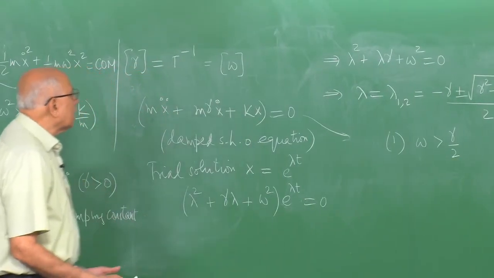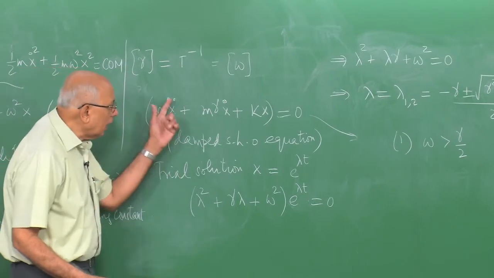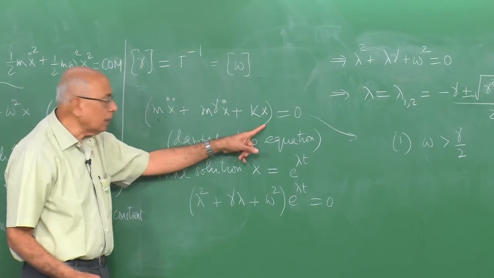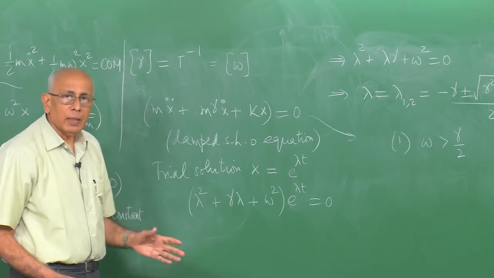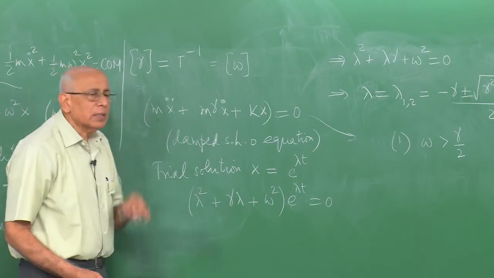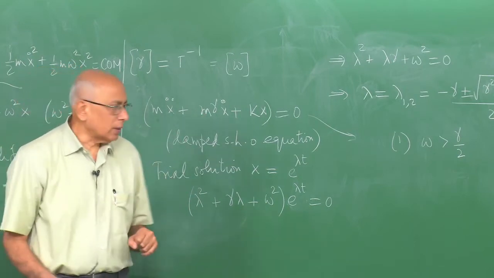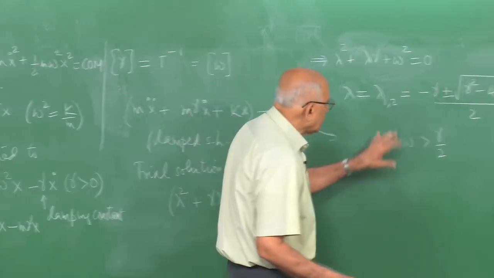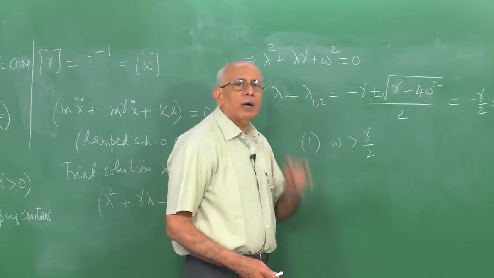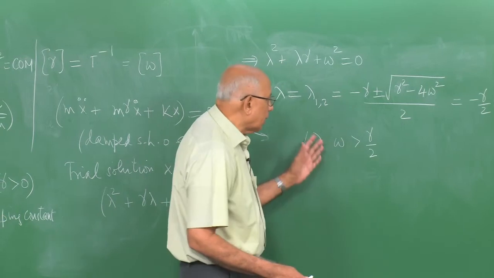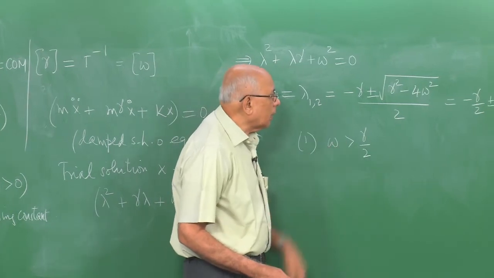And that physically corresponds to the case where you essentially have an undamped simple harmonic oscillator with natural frequency omega, and the friction constant is small compared to the natural frequency, or the natural frequency is bigger than half the friction constant here. That is all that is needed.